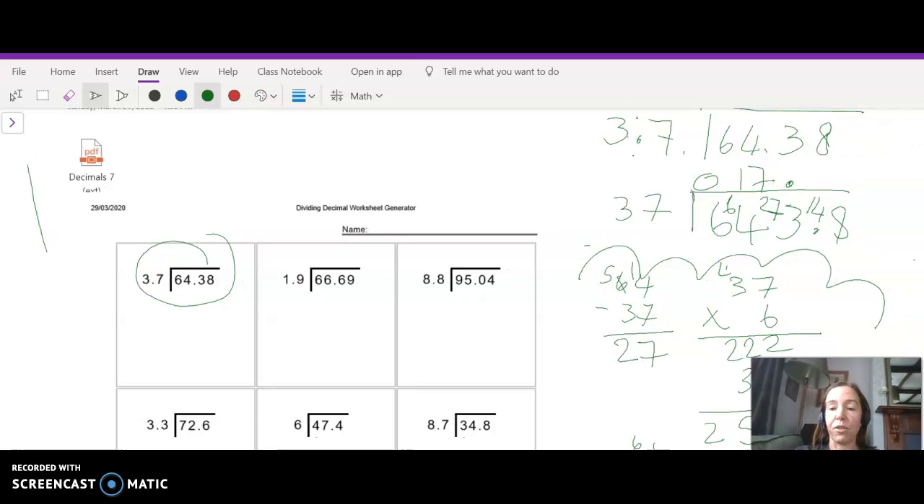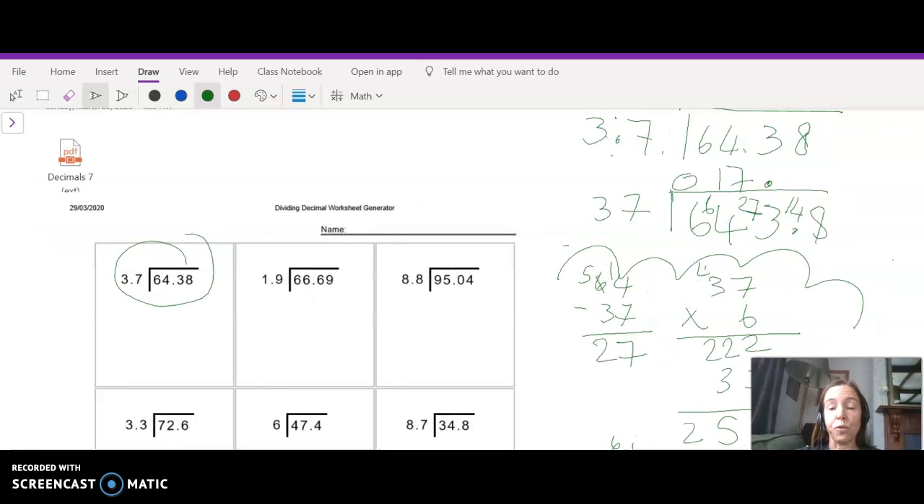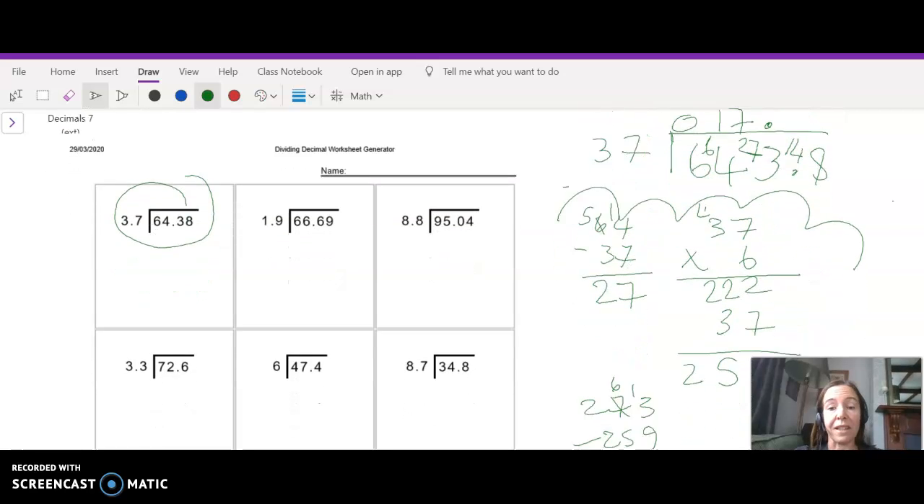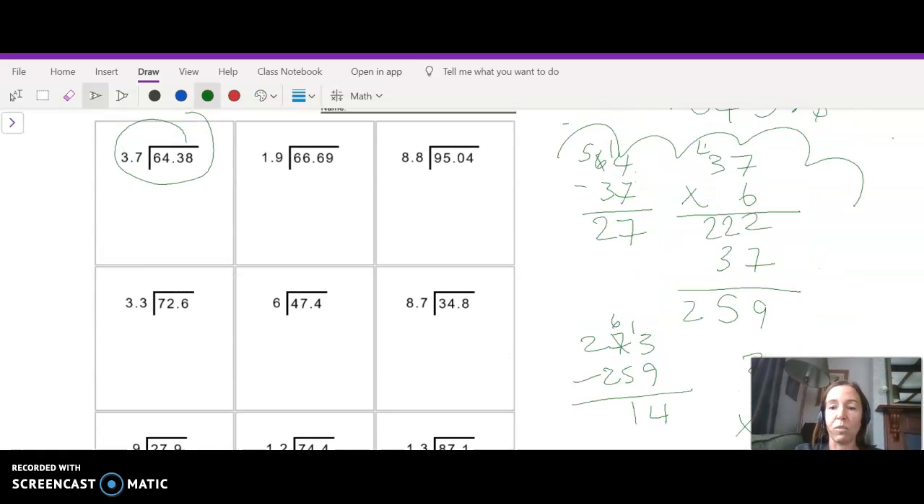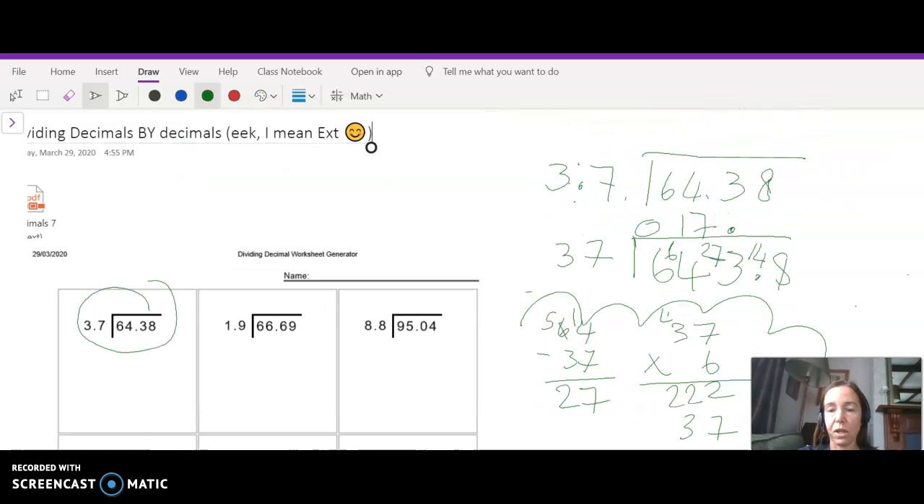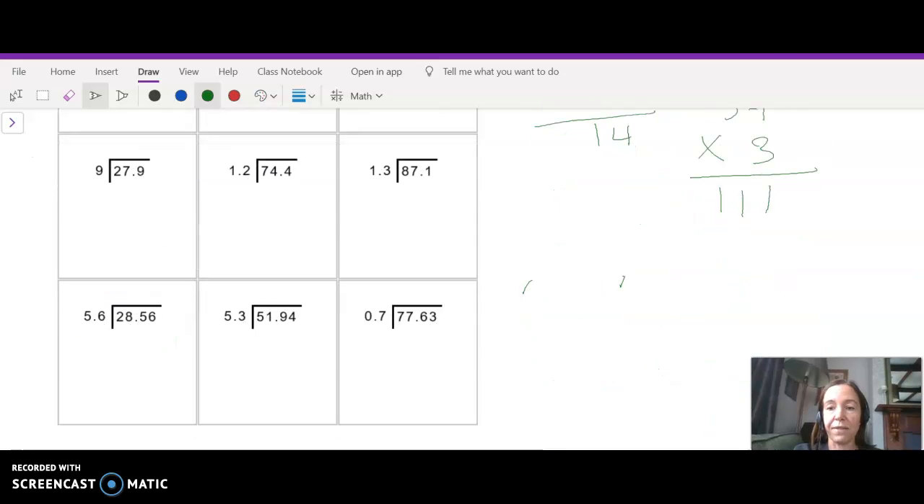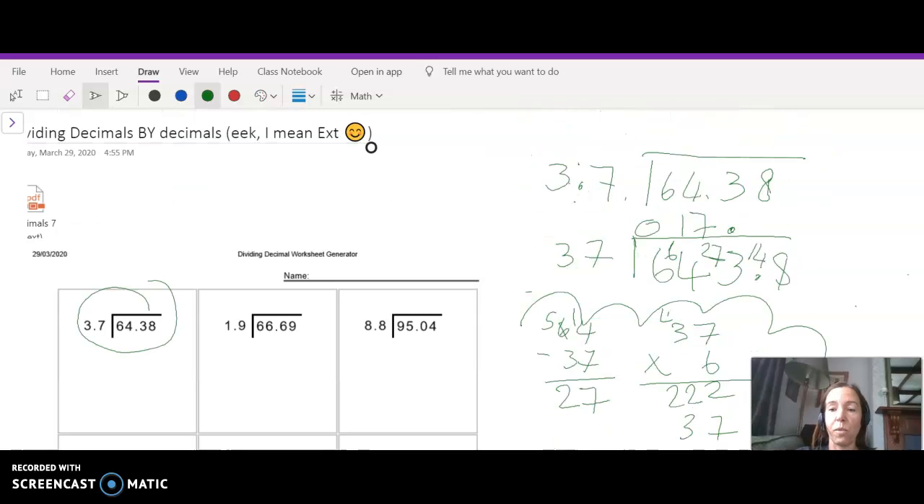148 divided by 37. So 40 into 14, maybe 3 because that's 12. Let's try 37 times 3. 7 3s, 21, 3 3s are 9, 10, 11. What number was I looking for? 148. I can definitely fit a 37 in there, which is very nice because 37 times 4 actually equals 148. So times 4. And that is my answer.